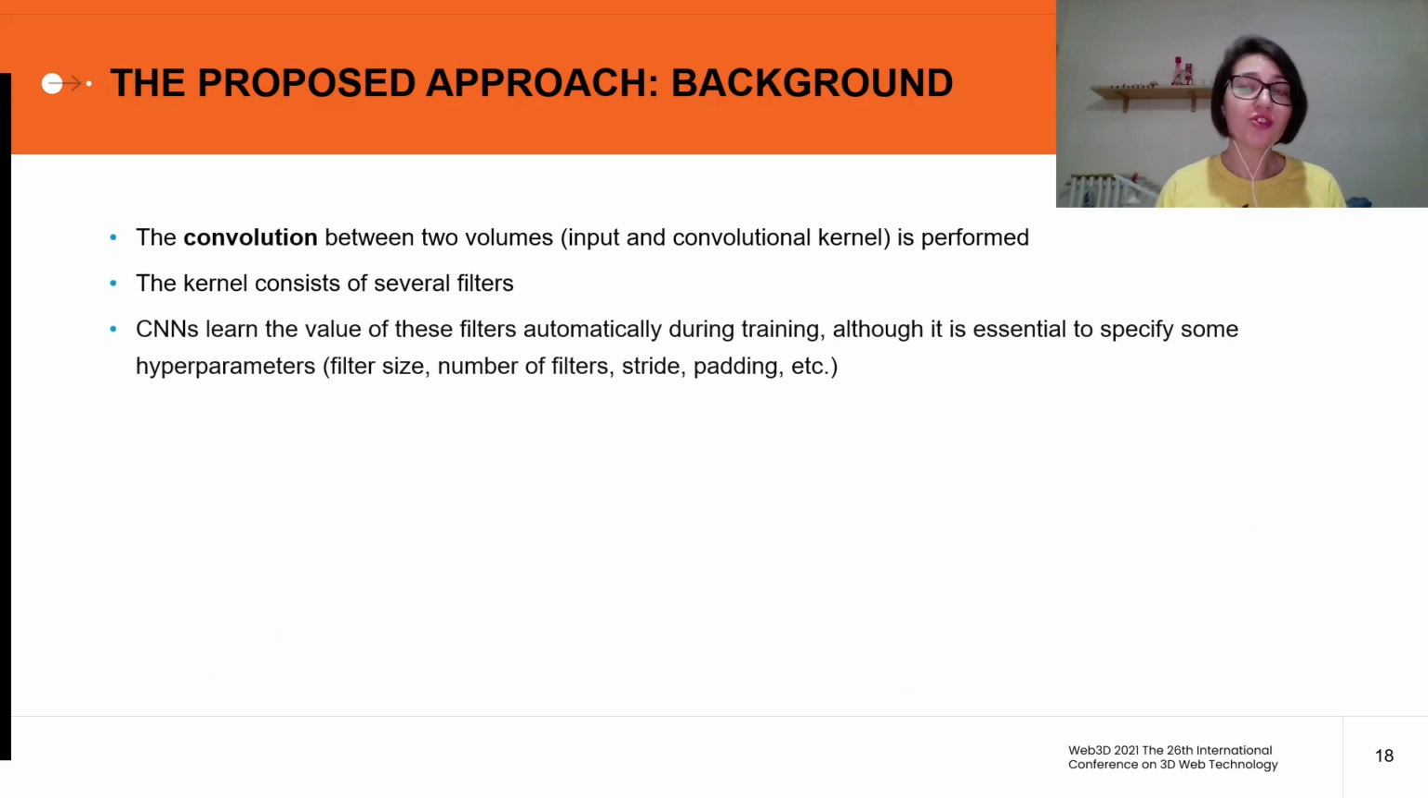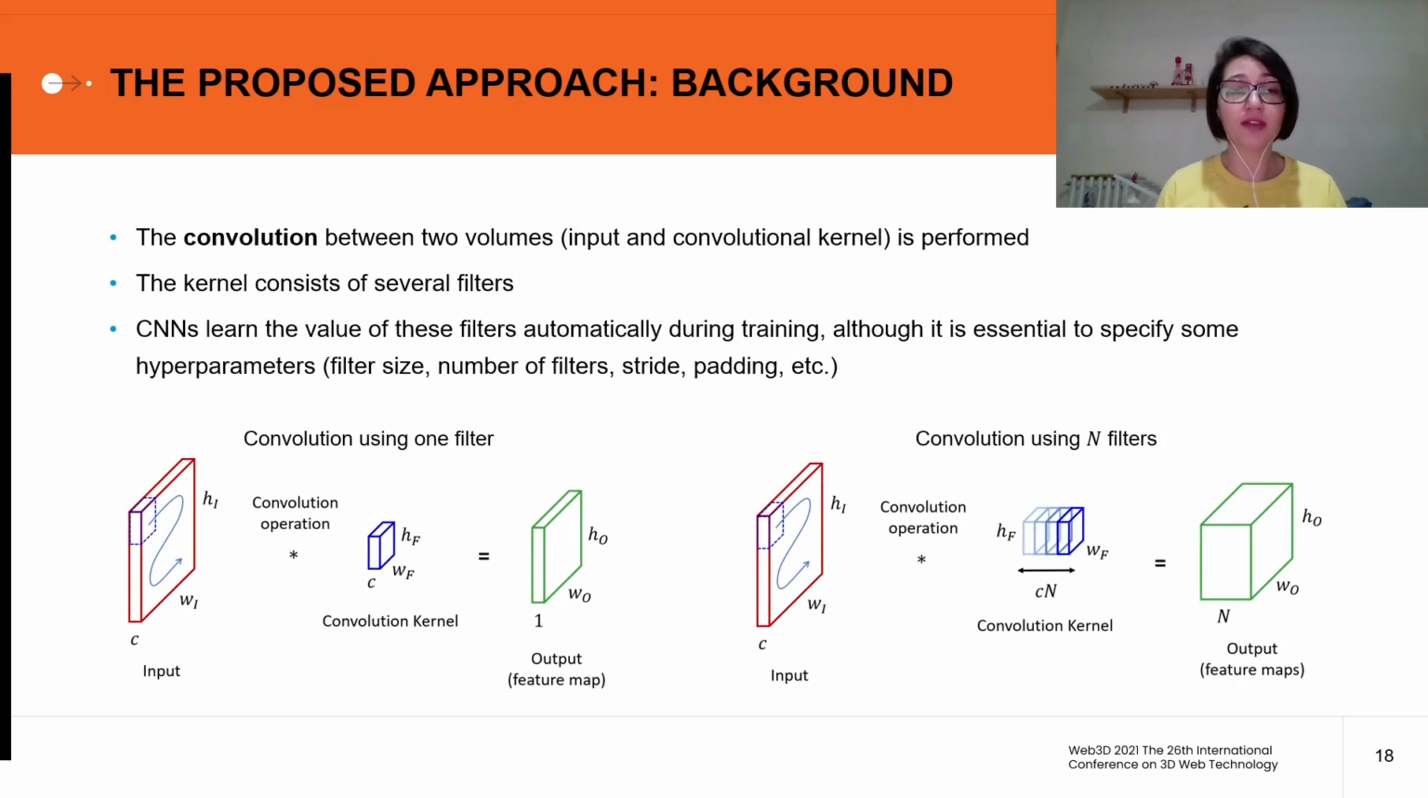The convolution is performed between 2 volumes, the input volume and the convolutional kernel, which consists of 1 or more filters, and the values of those filters are learned automatically during training. Although it is essential to specify some hyperparameters such as the filter size or the stride, which are hyperparameters that control the moving of the filters on the image.